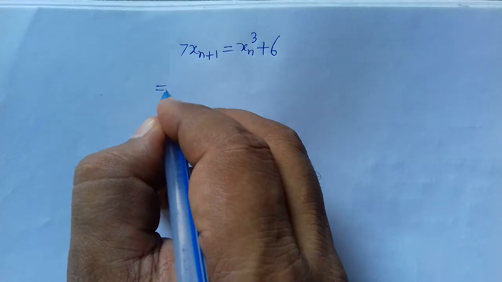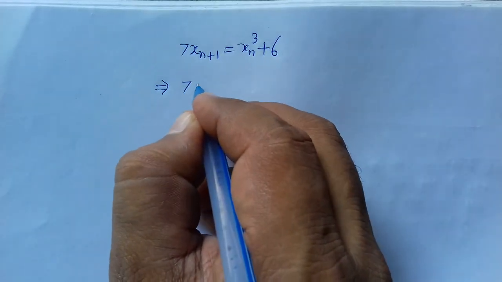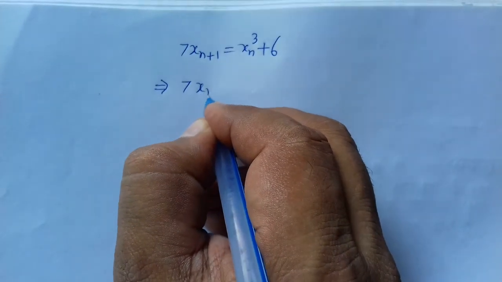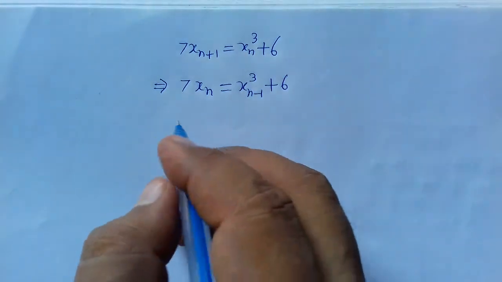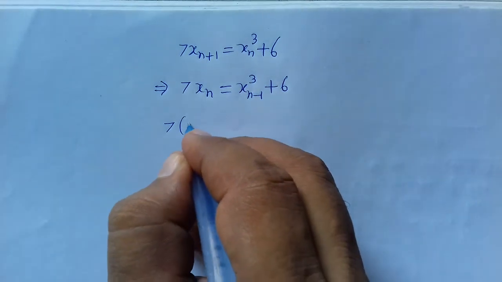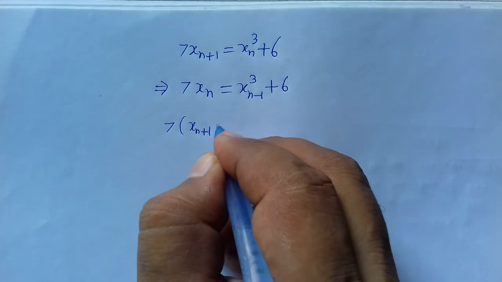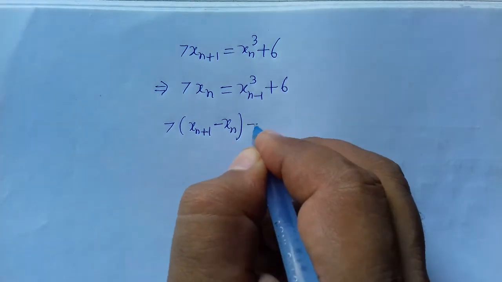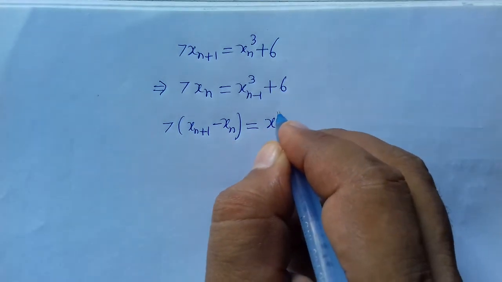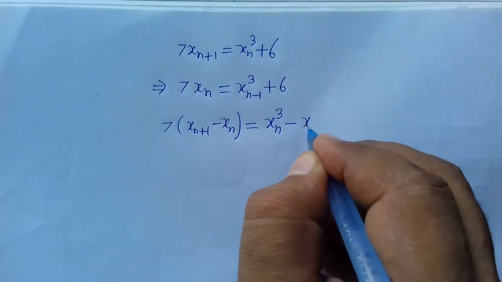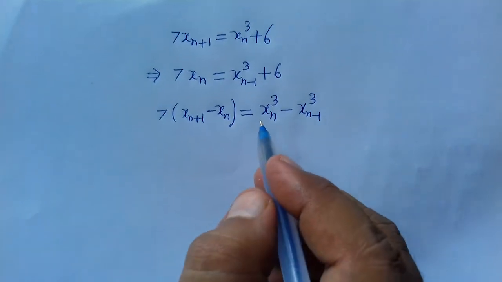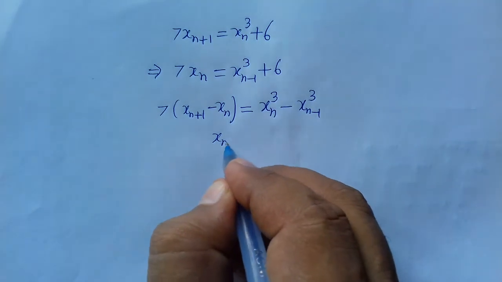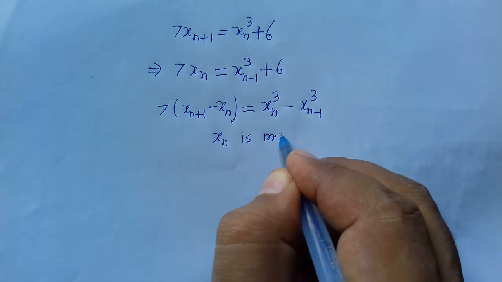Now in place of n we put n minus 1, then this will be 7x_n equals x_{n-1} to the power 3 plus 6. Now subtracting these two equations we have x_{n+1} minus x_n equals x_n to the power 3 minus x_{n-1} to the power 3. This relation shows that x_n is monotonic.